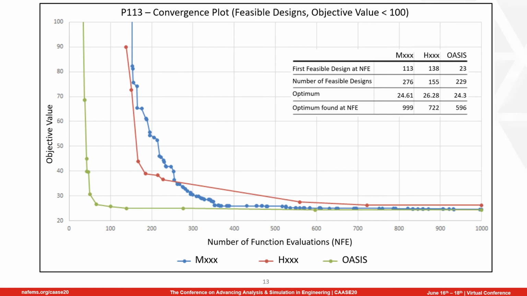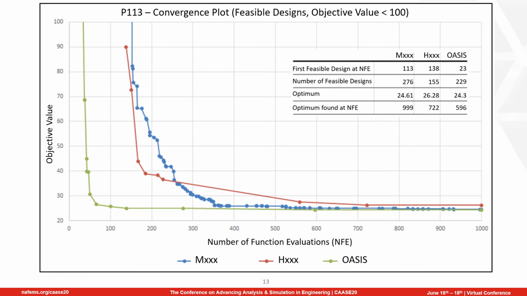And then the last metric is the optimum found at which number of function evaluations. And this is a run with a budget of 1,000 evaluations. And Oasis finds the optimum value at 596. The other tools require much more evaluations. The first one is 999, the second one is 722.